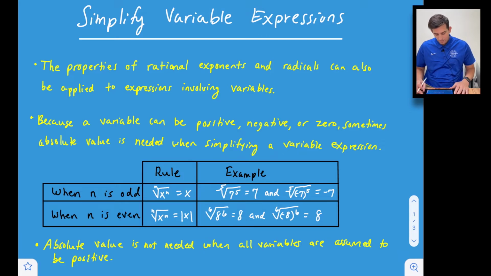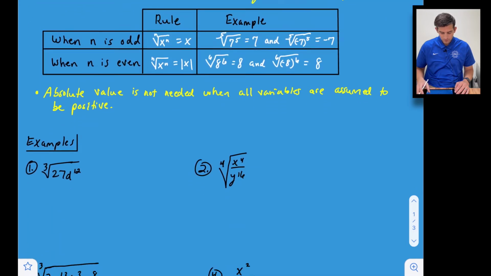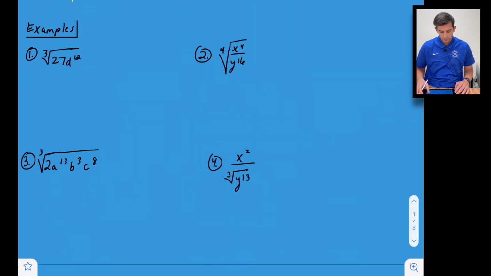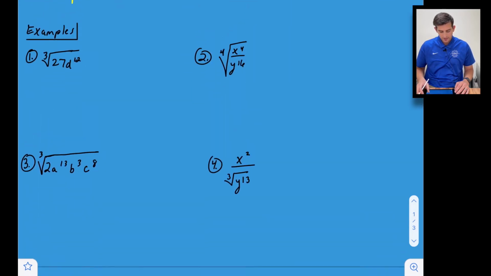So absolute value, the only time it's not needed is when all variables are assumed to be positive. We're going to look at a couple of questions today where I'll say, for these questions, we're going to assume the variables are positive. And most of the time when you see those questions, whether it's on homework or a quiz or a test, that sentence will be there: assume all variables are positive. And when you see that, you don't have to worry about absolute value. So we're going to look at 5 examples in this video, 4 here and then 1 down at the bottom.